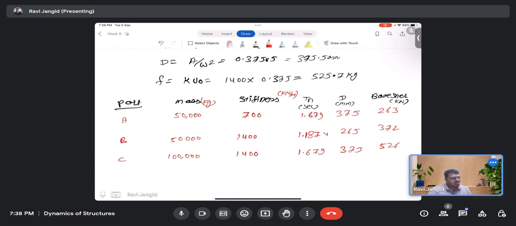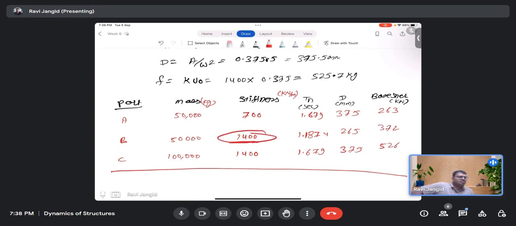So we can compare, like, if we stiffen our system, what happens? Our time period will decrease. At the same time, our peak displacement is decreased, but our base shear increases. And in the next case, if I increase the mass, then my time period will remain the same and the displacement remains the same, but the base shear is also increasing. So as I increase the stiffness, my base shear is also increasing. That is the common thing. If my system is very stiff, my base shear is very high.